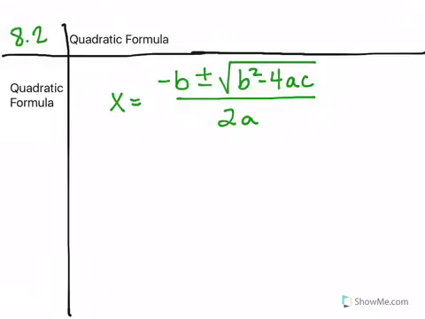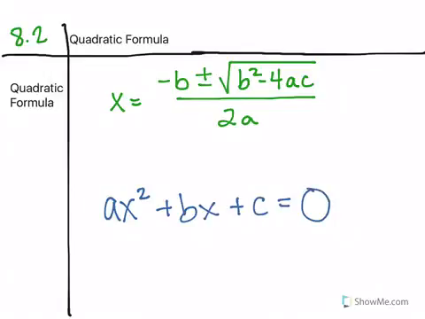Today is lesson 8.2, and today we're going to learn how to use the quadratic formula. The quadratic formula can be used for every single equation in the form ax squared plus bx plus c equals 0. And if you remember from yesterday, this is the definition of a quadratic equation right here. So basically this formula can be used for every quadratic equation, unless you are asked to use a specific method.